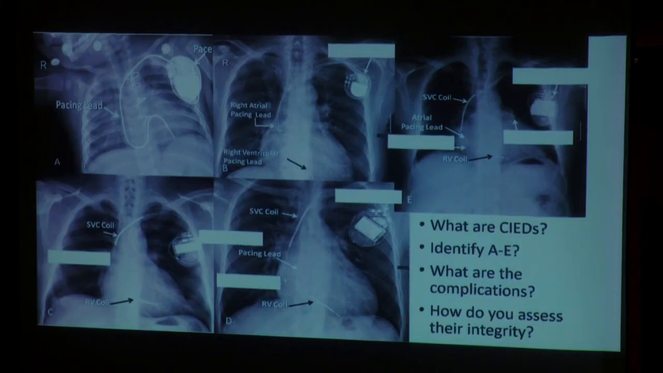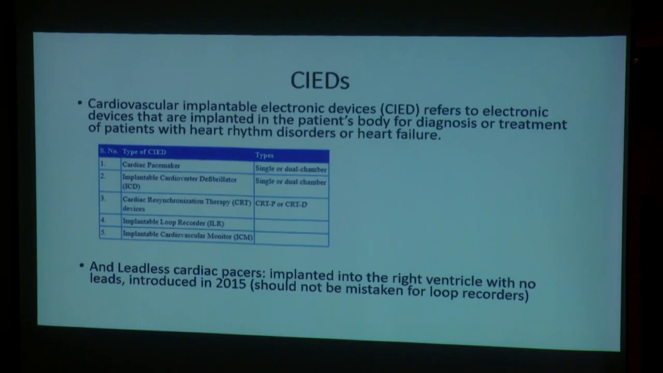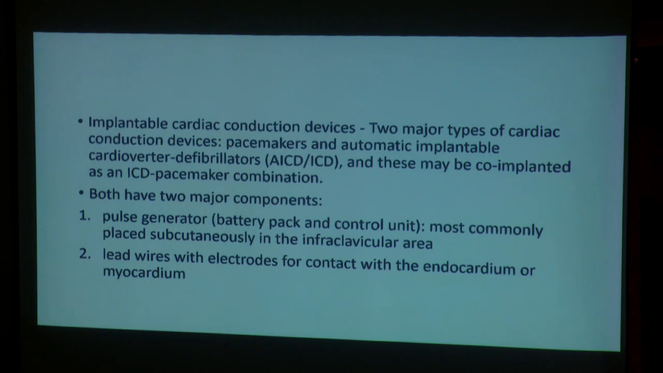Okay, which is which among these? Any guesses? What is A? All are different. Five are there. All five are different. Which is which? All the conduction devices have two major components: one is a pulse generator and the other is the lead wires.